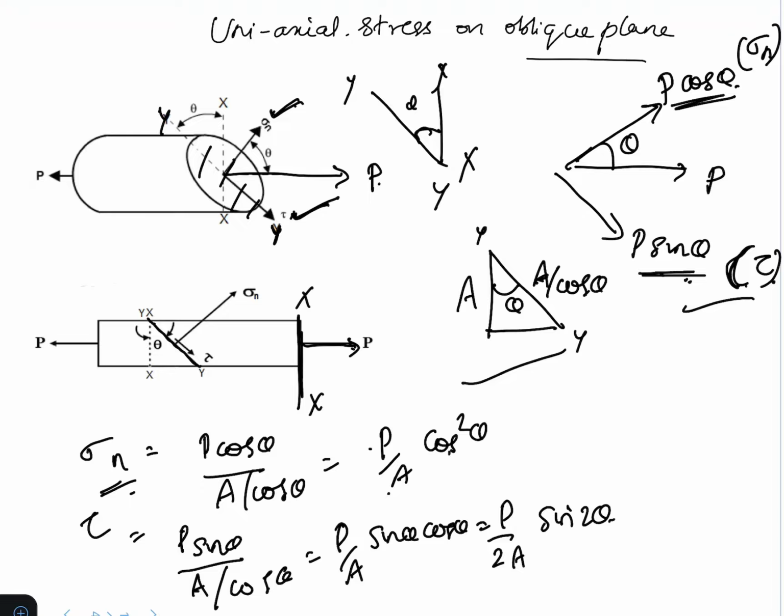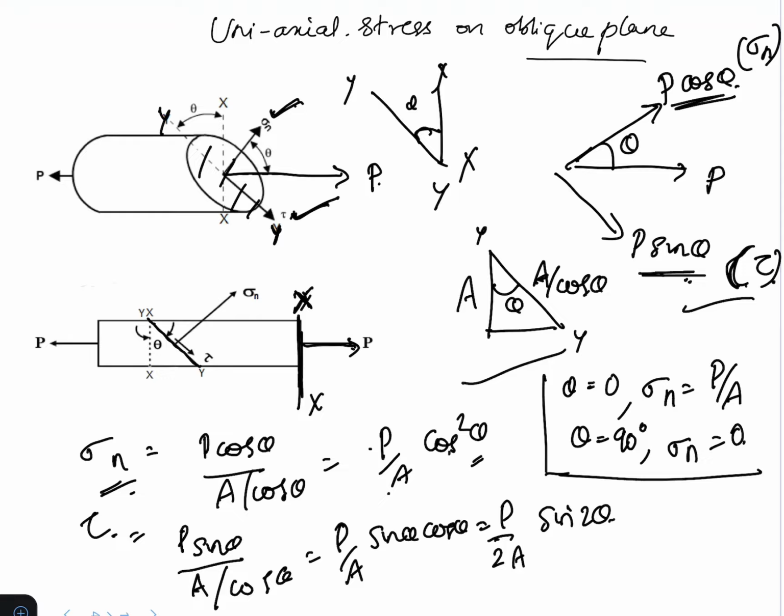Sigma n is equal to P by A cos square theta and tau is equal to P by 2A sin 2 theta. Now we have to find the maximum values of sigma n and tau. For what value of theta will sigma n be maximum? At theta equal to 0, that is the perpendicular plane XX itself, we have sigma n maximum, sigma n equal to P by A. And when theta is equal to 90 degrees, cos square 90 degrees is 0, so sigma n is equal to 0.